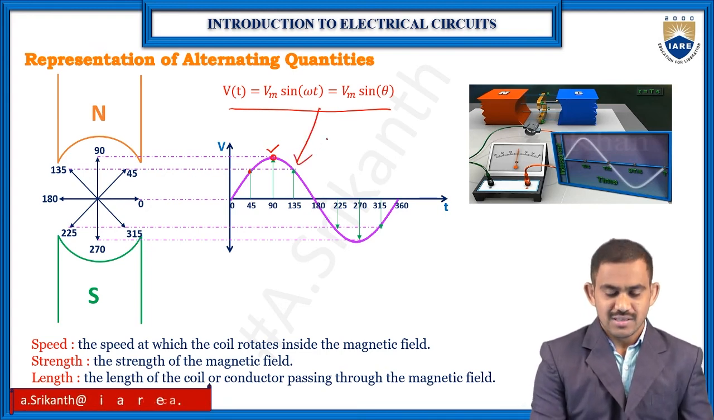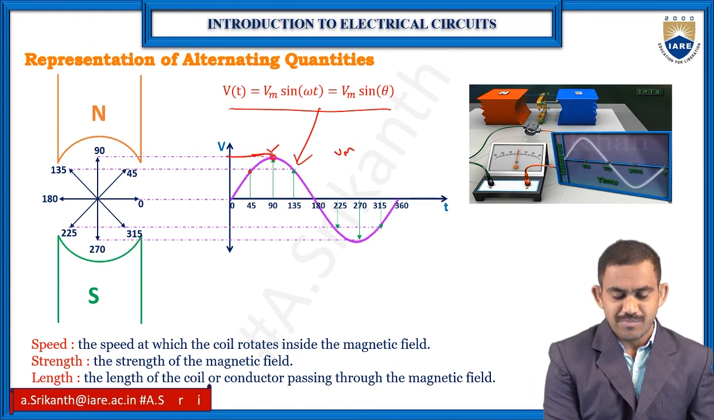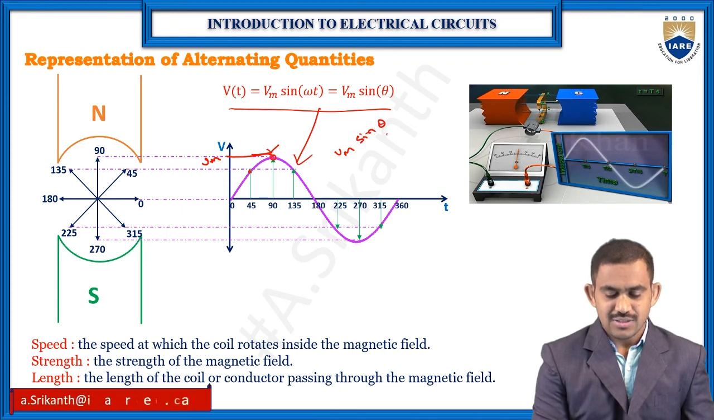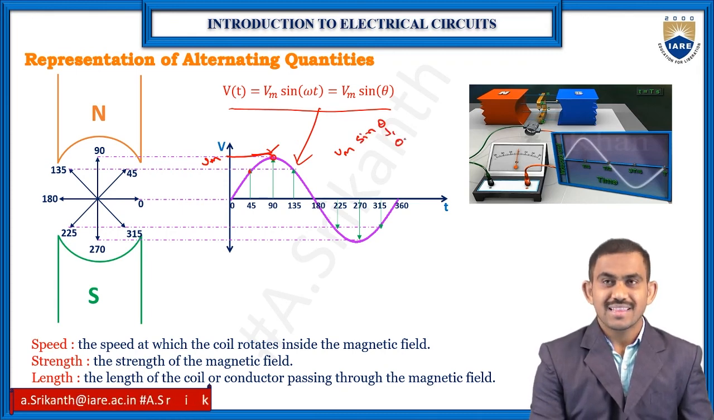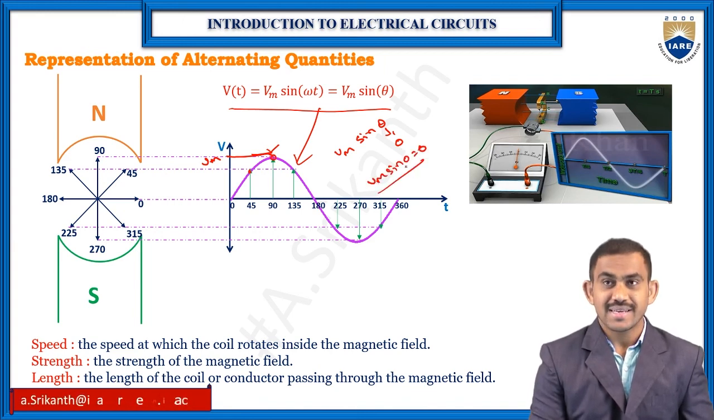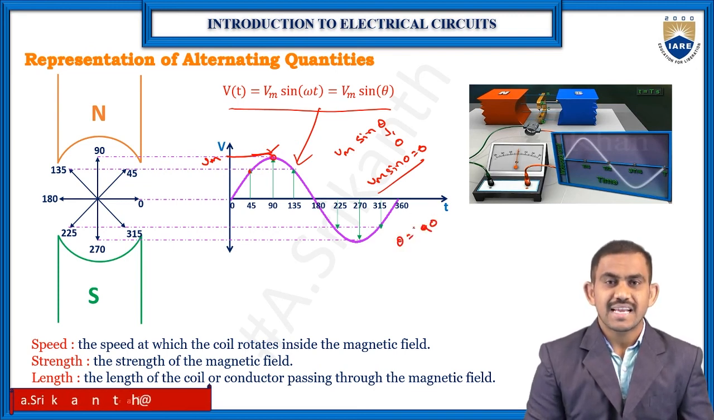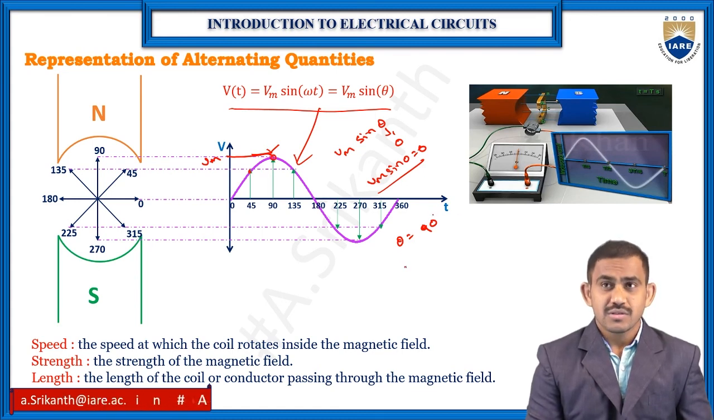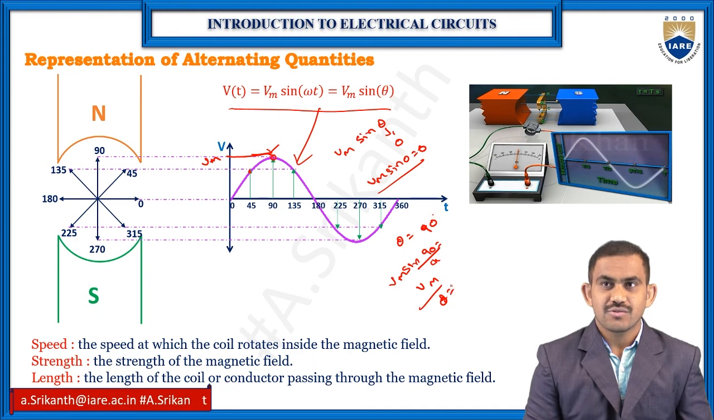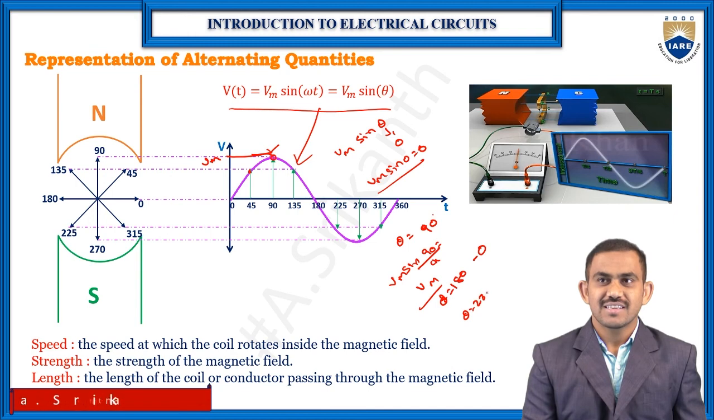Just substitute those values. Vm is your peak value. Vm sin theta: now the theta value is 0, so sin 0 is nothing but 0, so Vm sin 0 is 0. Am I right? Now the theta value is 90. Vm sin 90, how much will we get? Sin 90 is 1, so we will get the maximum peak. Theta equal to 180, how much will we get? Again 0. Now theta equal to 270, how much will we get?